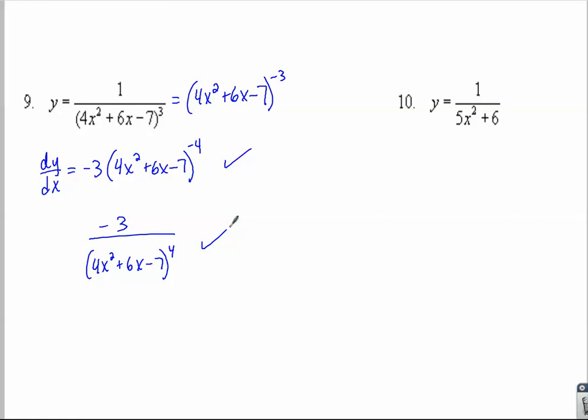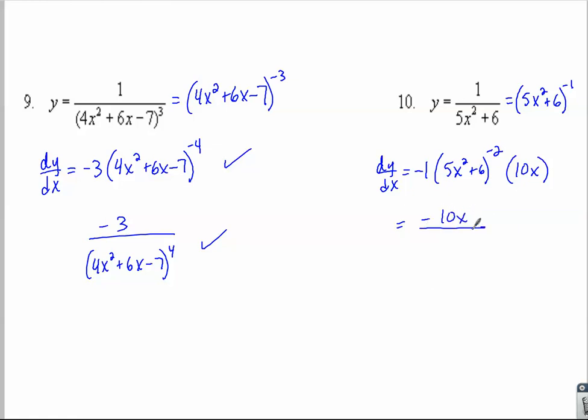The next one, number 10, very much a quotient, and absolutely quotient can be used, but when I encounter problems like these where the top doesn't have an x, I always rewrite it so it's not a quotient, because I think chain rule is faster than quotient rule if I have a choice. So rewriting it, I bring the negative 1 out in the front, subtract 1 from the exponent, keep the inside the same, and then multiply by the derivative of the inside. There's our chocolate. This makes negative 10x over 5x squared plus 6 squared.